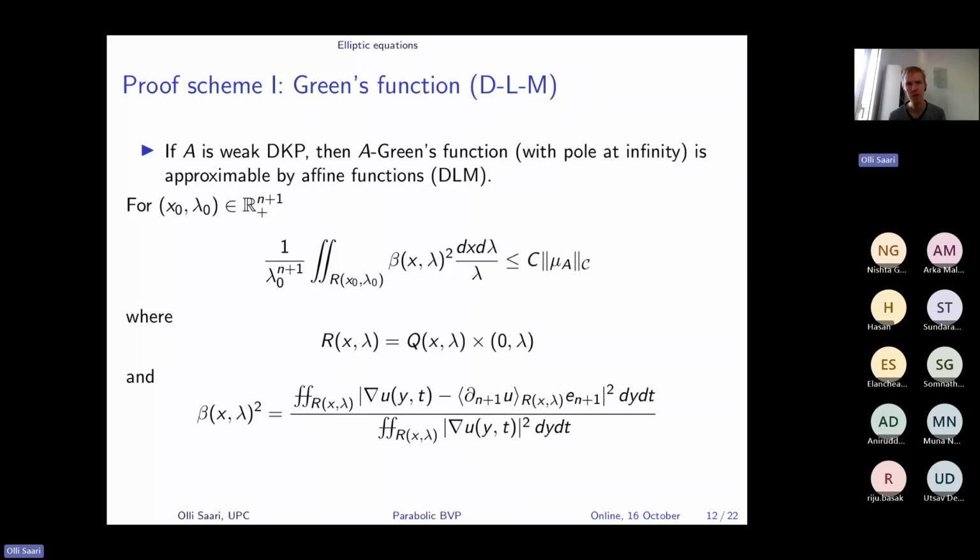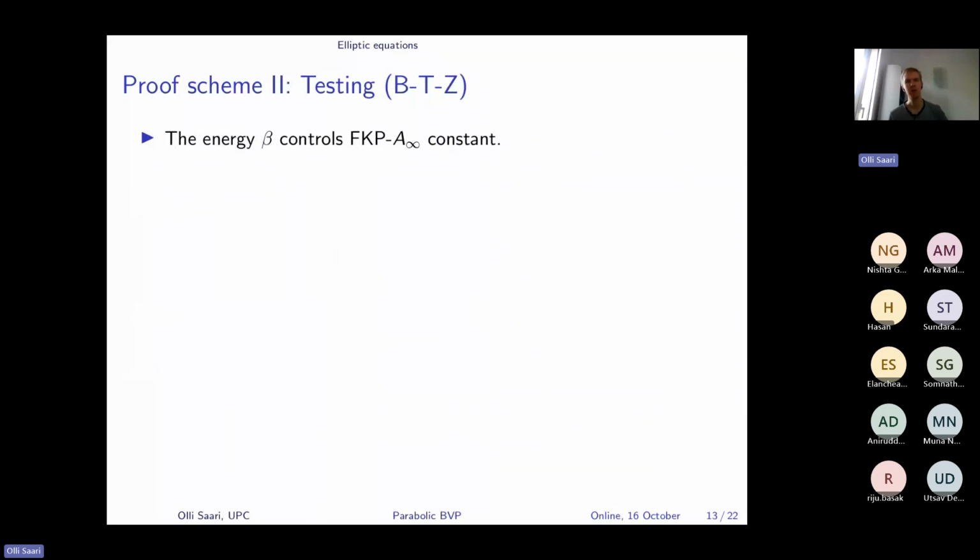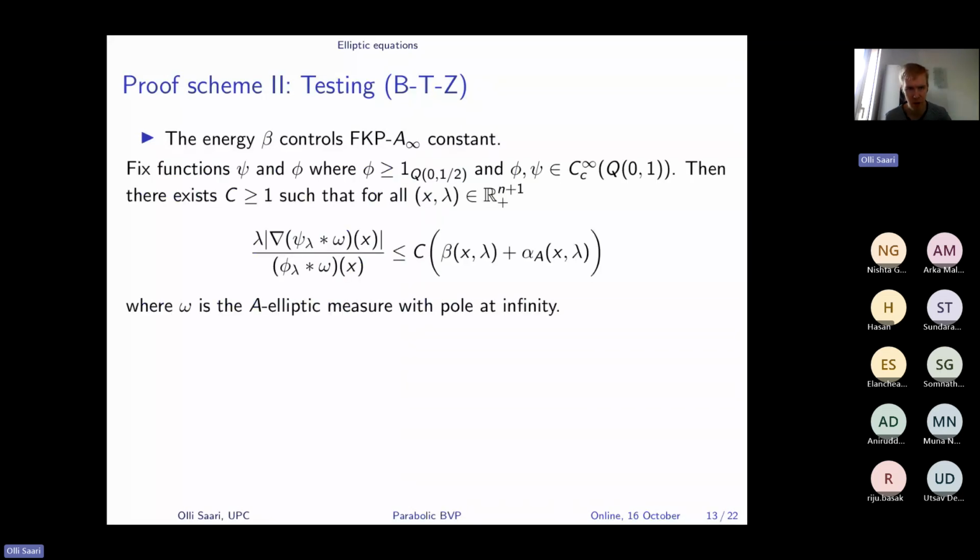But now, how to go from this technical-looking result to the applications to elliptic boundary value problems. There was an observation of Bortz and Zhao that this beta energy, the square function on the left-hand side, can actually be used very well to control the A infinity constant. And the way to do this required one to use a variant of the A infinity constant, which is slightly less well known.